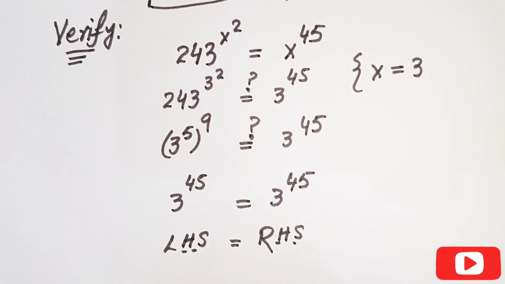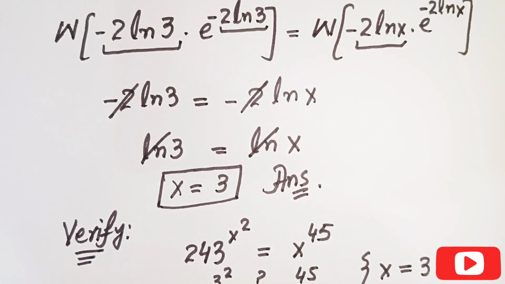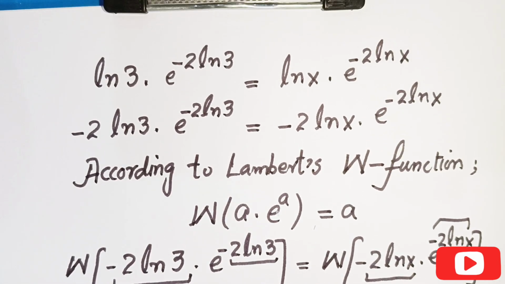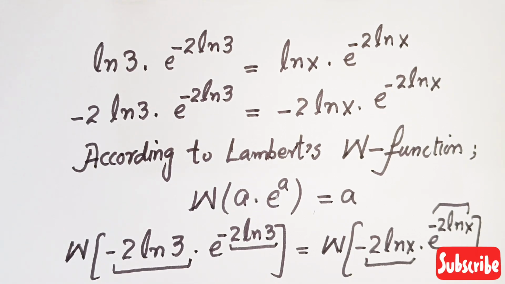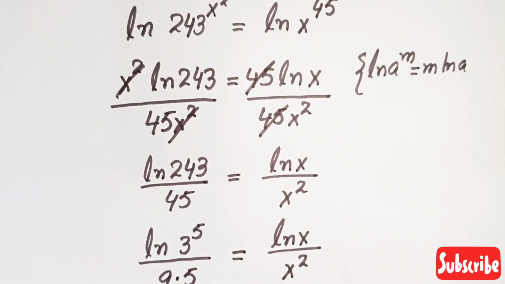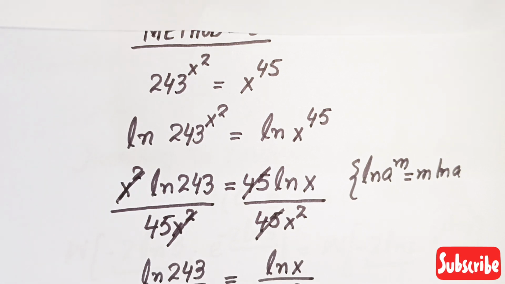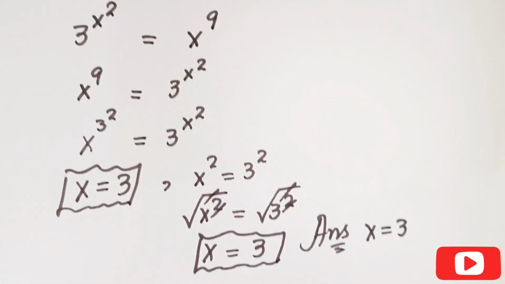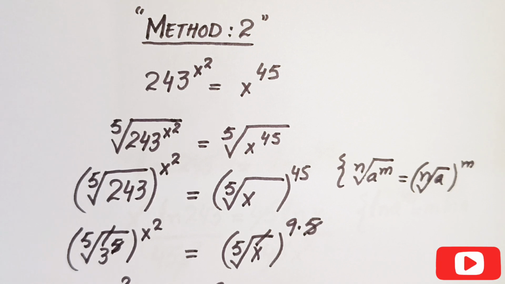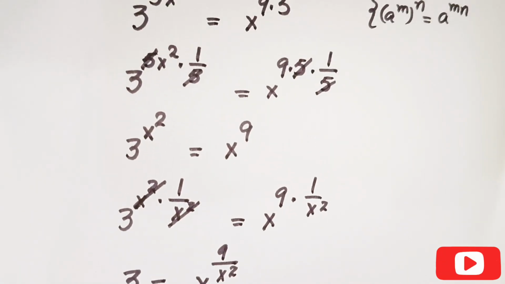So we have solved this problem by 3 different methods. In each method we have the same result, that the value of x is 3. This is our method number 3. Now our second method, which is a very easy method, is method number 2. And our first method is this one, that the value of x is equal to 3.